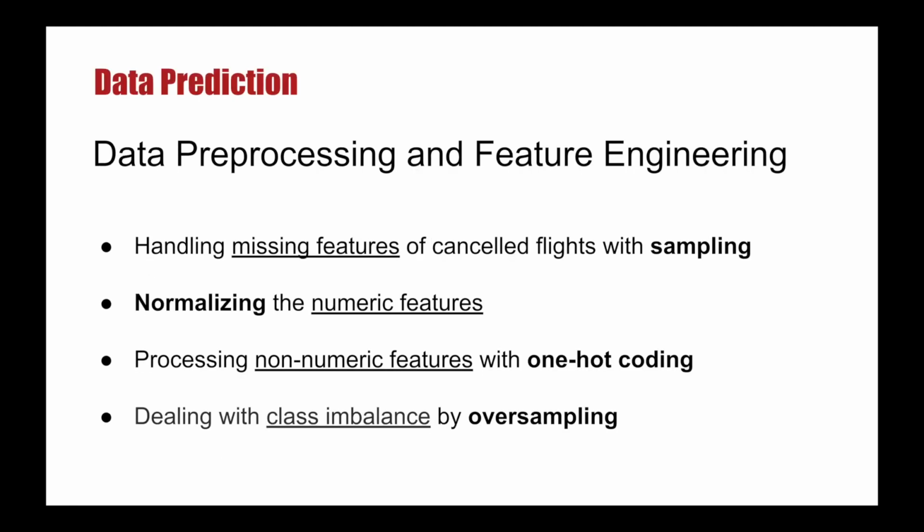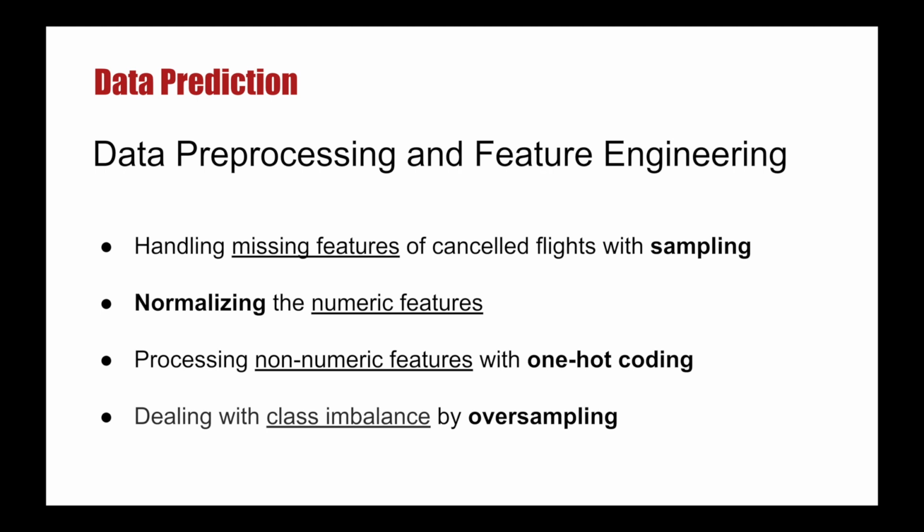To achieve better training results, we performed some pre-processing and feature engineering on the data. For certain flights labeled as cancelled in the original dataset, we randomly sampled from non-cancelled flights of the same year to fill in the missing features. To address the varying ranges and magnitudes among numerical features, we normalized them using a standard scaler, and we transformed some non-numerical features into one-hot coding to prevent any numerical misleading impact on the model.